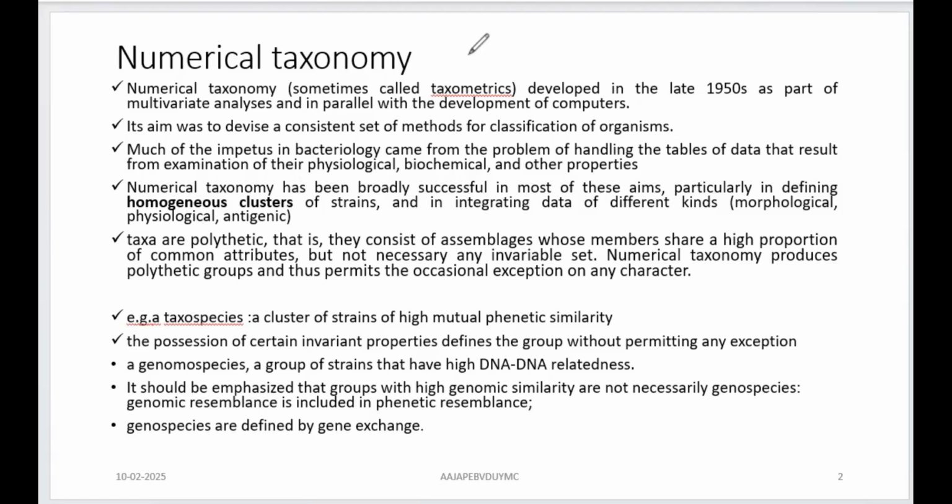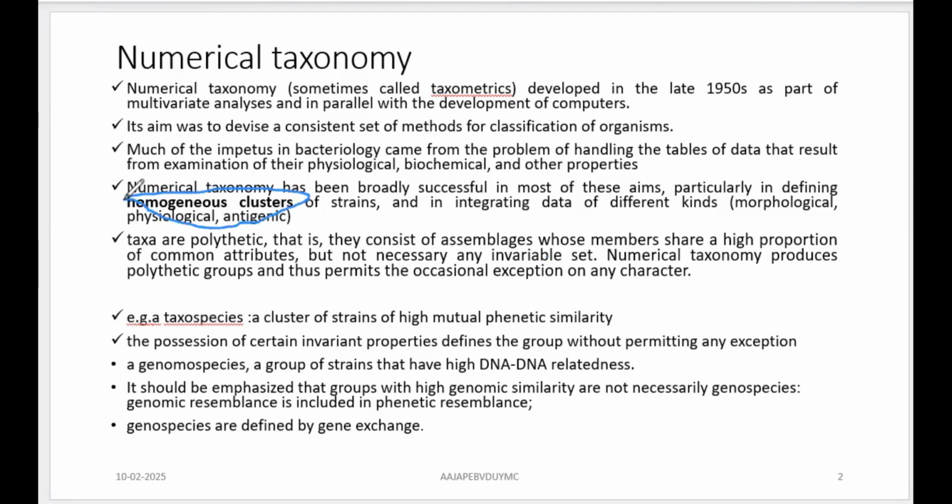Now is that all? Just give me a second. So is that all? But this is the important term to be remembered, right?